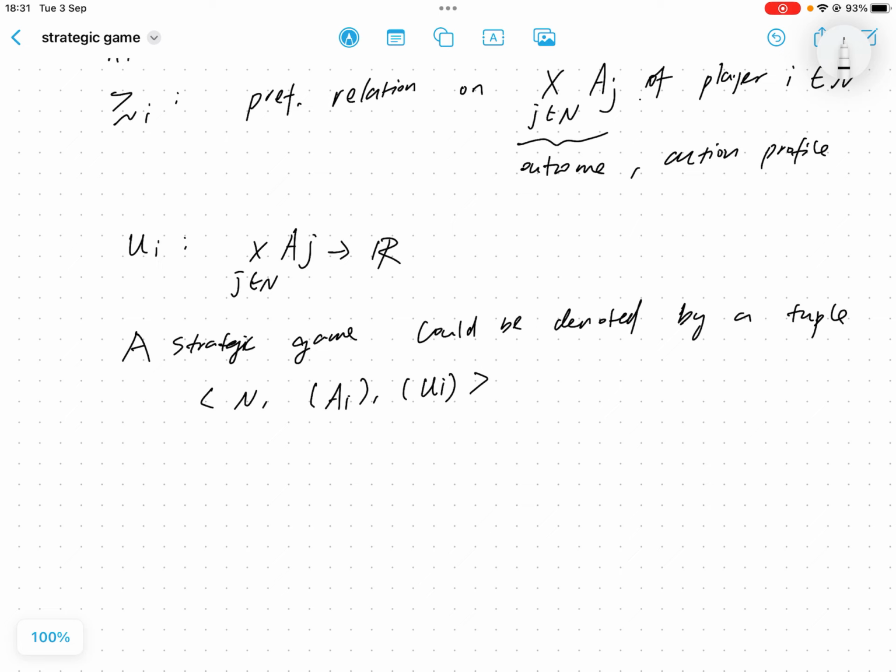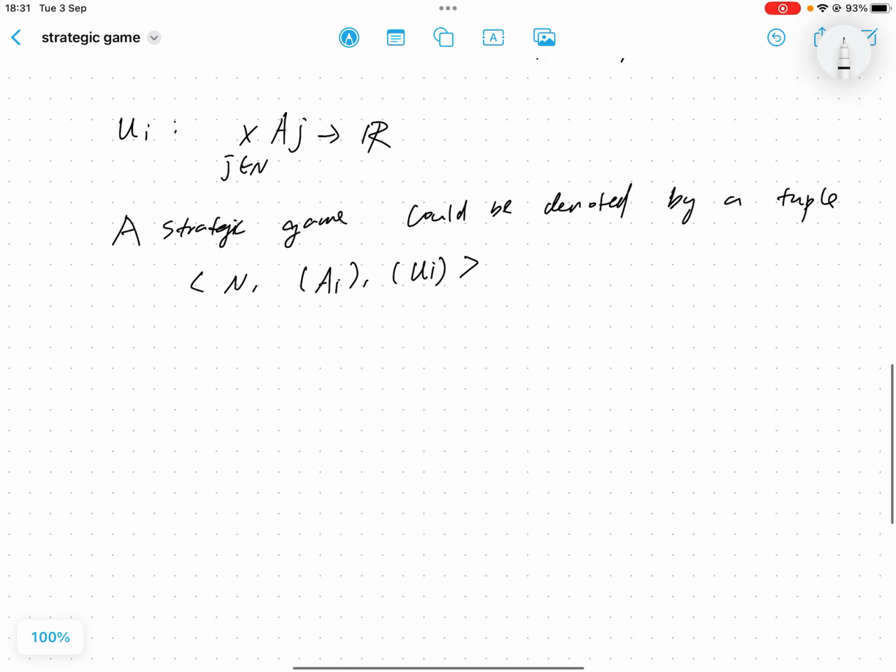And sometimes, even though the players are not moving simultaneously, we can regard them as a simultaneous move game because the players cannot distinguish who is moving first or second. So they are essentially the same thing.